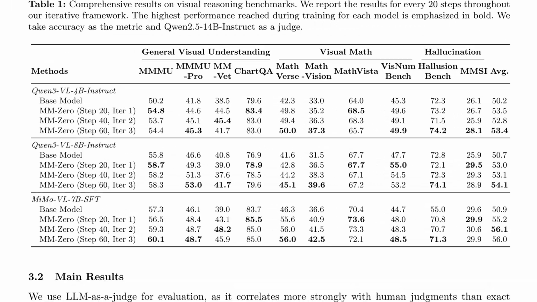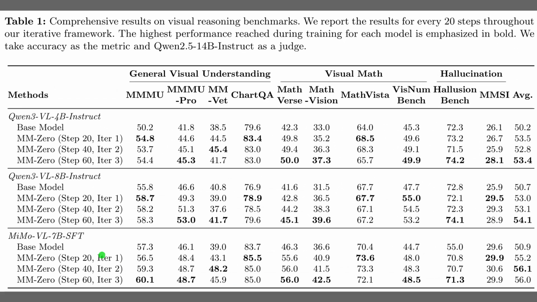Okay, with the framework in place, Table 1 details the overall performance gains. Looking at the middle section, the QN3VL8B instruct model improves significantly. Its average score climbs to 54%, and this happens entirely without human-curated images. The MIMO versus L7BSFT model at the bottom shows an even larger jump, reaching a 56% average. These gains span general visual understanding, math, and hallucination tests, which proves the self-evolving process successfully builds complex reasoning skills.